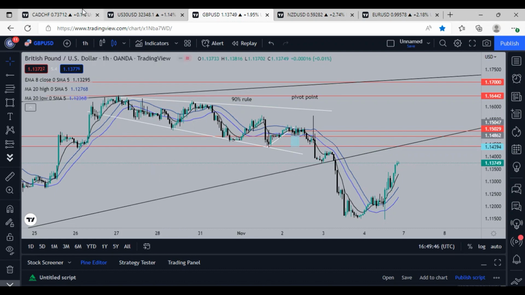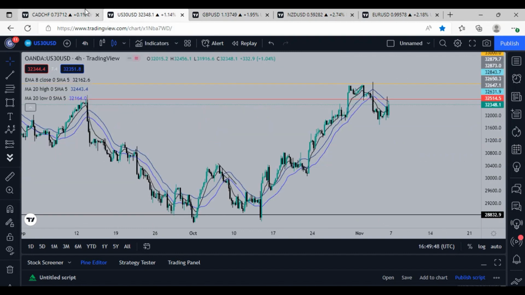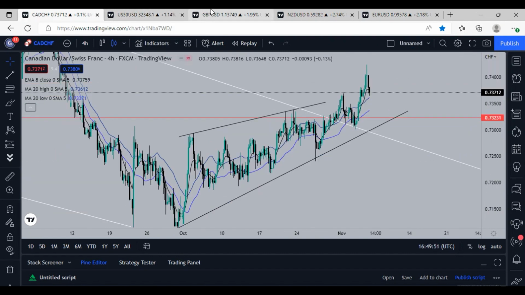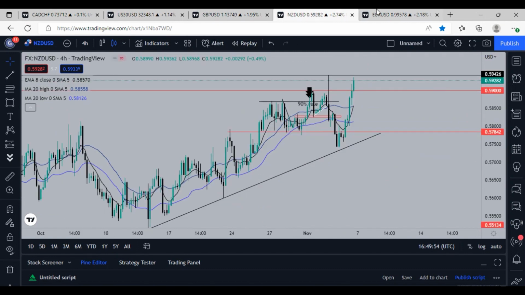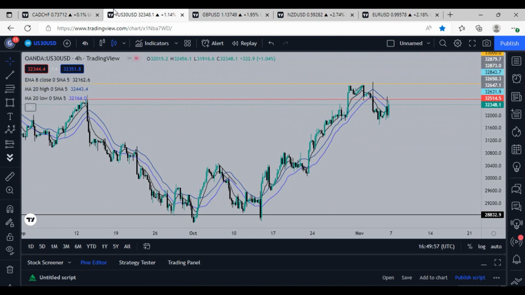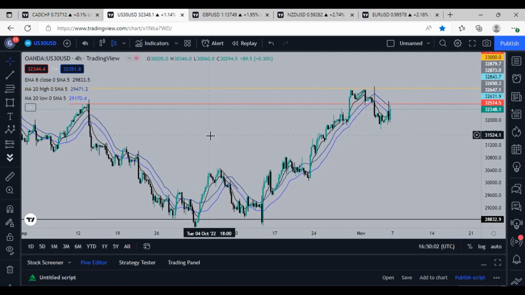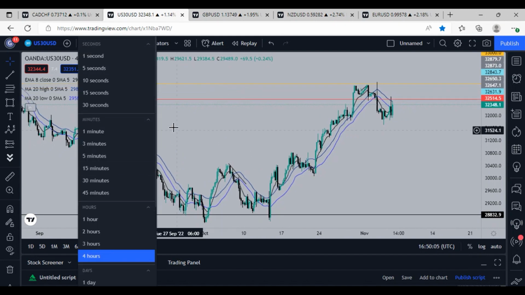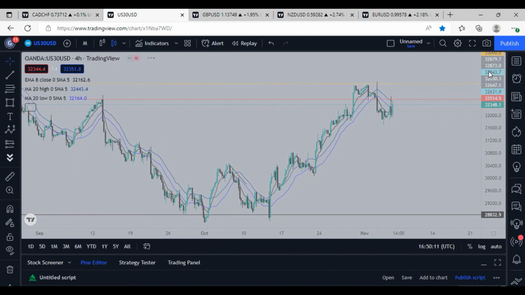I will be specifically looking at the US30, CAD Swiss franc, along with some other pairs. But I'll definitely do a review of the US30 and CAD Swiss franc pairs. So I want us to go to the monthly, right? And I'm going to first break down the US30 pair, then I'm going to do a forecast of how I see it playing out for the week.